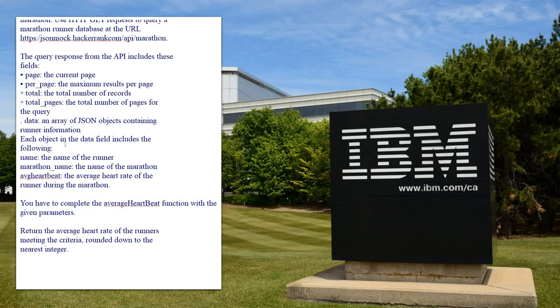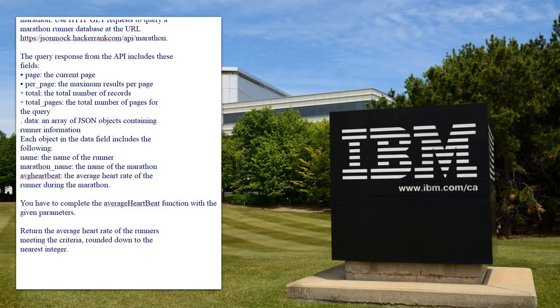Each object in the data includes the following fields: the name, marathon name, the average heartbeat, and the gender. So name is the name of the runner, then the name of the marathon, the average heart rate of the runner during the marathon, as well as the gender. So these are the object fields which will be included.